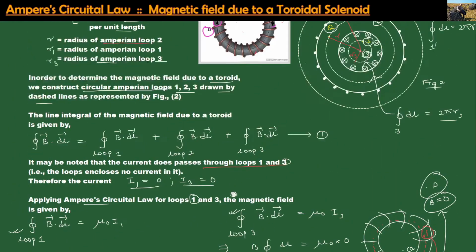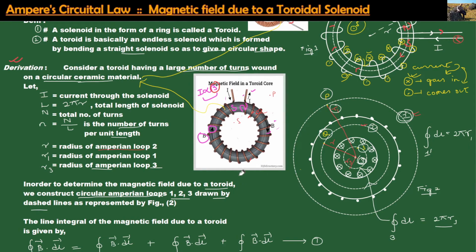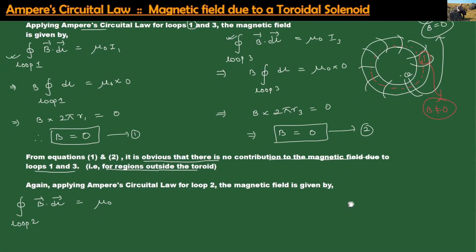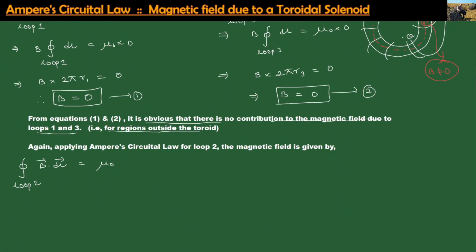But if you look from this particular diagram, if there are n number of turns, then it will be mu naught n. If you have only one turn, you can simply write mu I. But over here, for this loop number 2, how many turns contribute to the magnetic field? It will be mu naught N I. So you have to write mu naught capital N I.